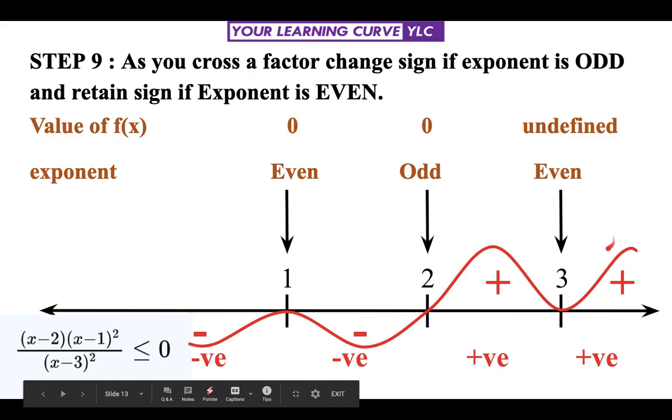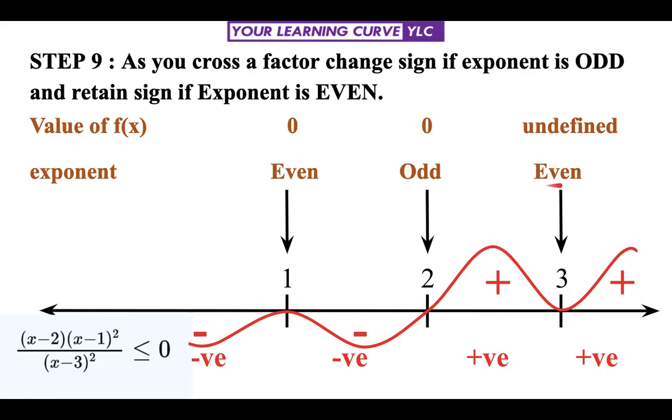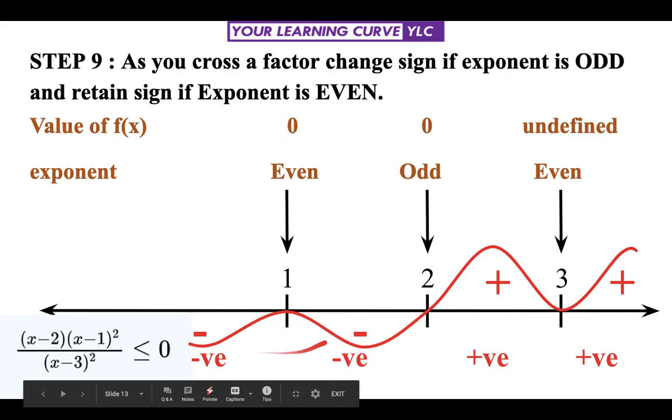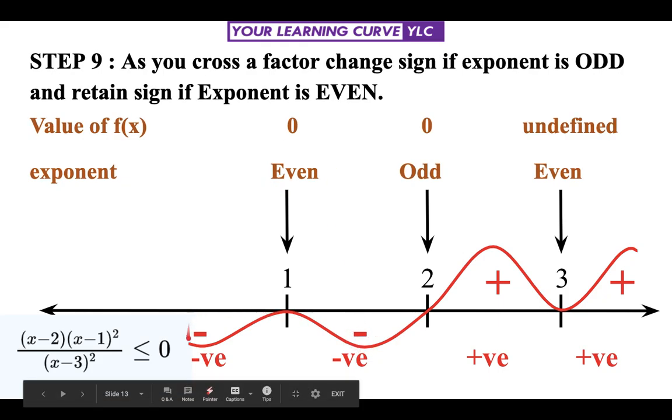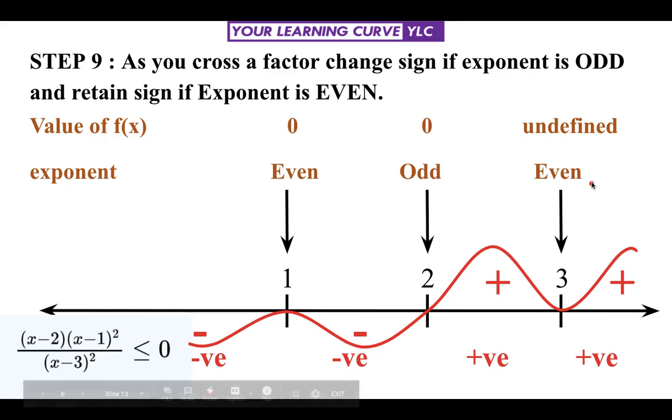I will repeat once again. We start with positive. If the power is even, we keep the sign positive. If the power is odd, we will change the sign to negative. If the power is even, we will keep the sign negative. Means if the power is even, you keep the previous sign to the next factor. But if the power is odd, you change the sign when you are crossing that factor. Change the sign when the power is odd, retain the sign when the power is even while you are crossing that factor.